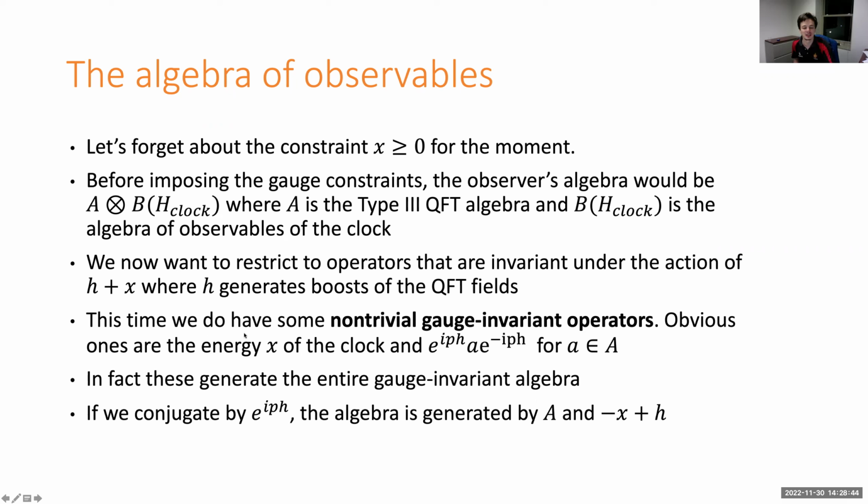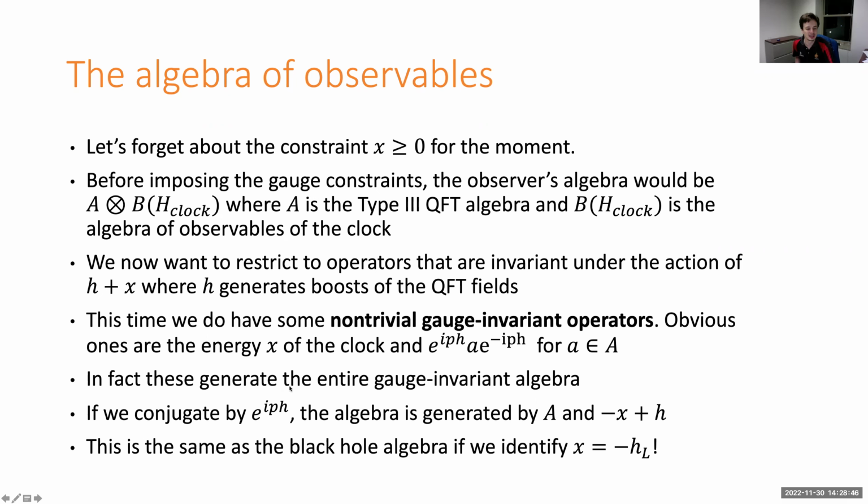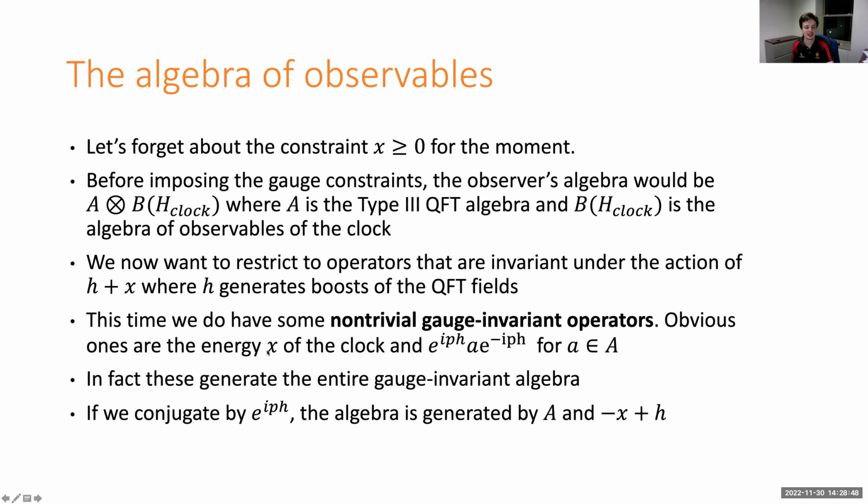Well, a convenient thing to do to understand what it is is to just take this whole algebra and conjugate it by e to the iPH. That leaves the algebra unchanged. It just lets us view it in a different light. Then these operators just become A. And so the algebra is generated by the whole QFT algebra A, together with this operator X, which becomes X minus H once we conjugate it with this thing. Okay, so it's generated by A together with minus X plus H.